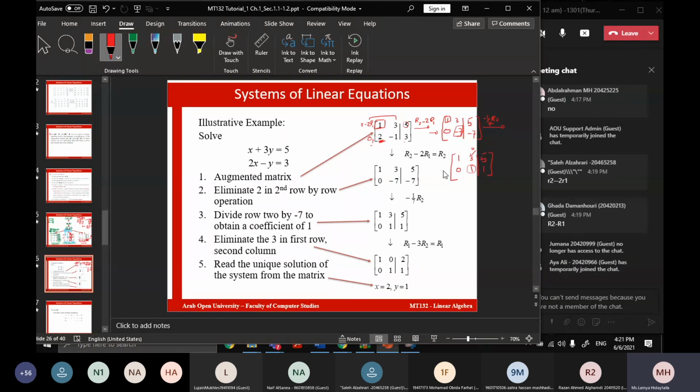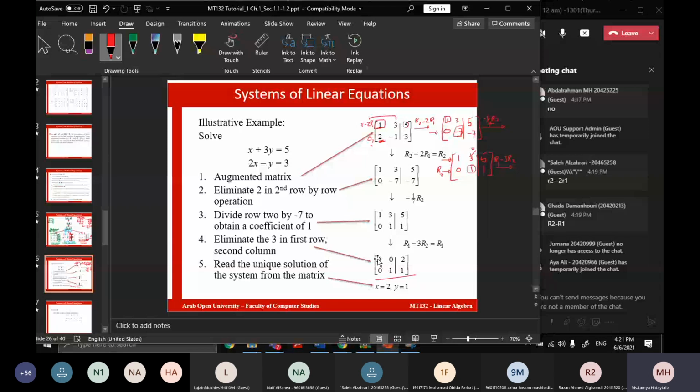Right? I will change R1 using what? Using R2. We want to change R1. So the new R1 is equal to the old R1 minus 3R2, because this is R2. Yes? And then you do it and you will get this one. Okay, it is this one.